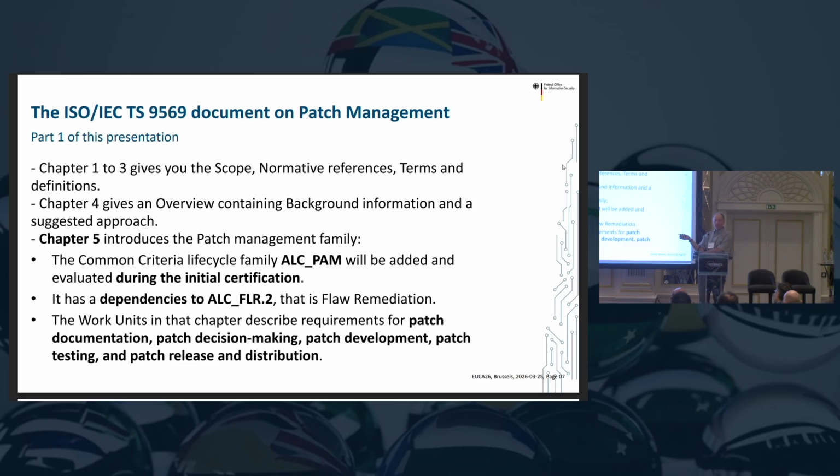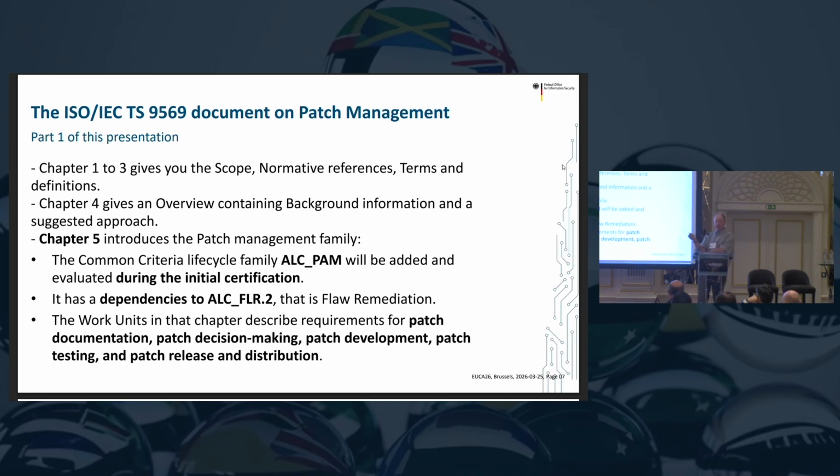The first interesting chapter in this context is chapter 5. Chapter 5 of this document actually defines the ALC-PAM family, and it defines all the evaluator work units around the patch documentation, about the patch decision-making, about the patch development, the patch testing, patch release, and patch distribution. So you see, this is all oriented about processes. It's like a process-oriented part of the life cycle evaluation.